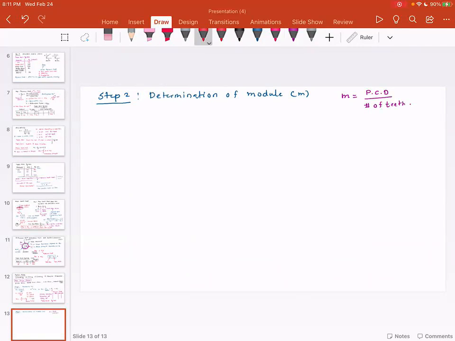So if you look at this, Wt is equal to sigma W multiplied by the face width, multiplied by pi, multiplied by m, multiplied by the value of y. So once again, b is the face width, m is the module, and y is the Lewis form factor.